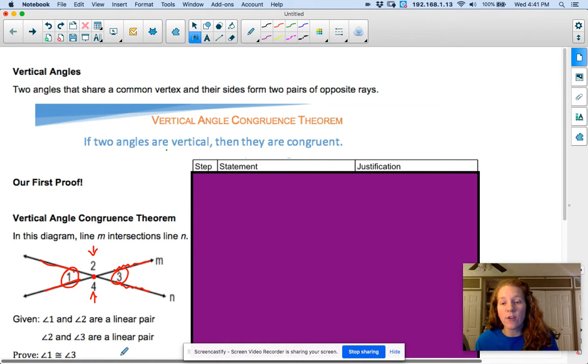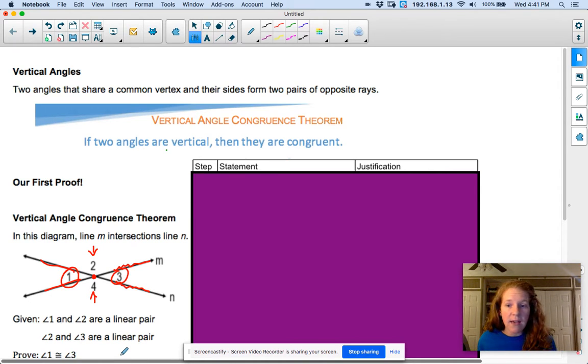Now, the vertical angle congruence theorem is exactly what it sounds like. It says that if two angles are vertical, meaning they fit that criteria, then they are congruent. So, what we are going to do now is we are going to try and prove that theorem. Anytime you have a theorem, the goal is to be able to prove it.